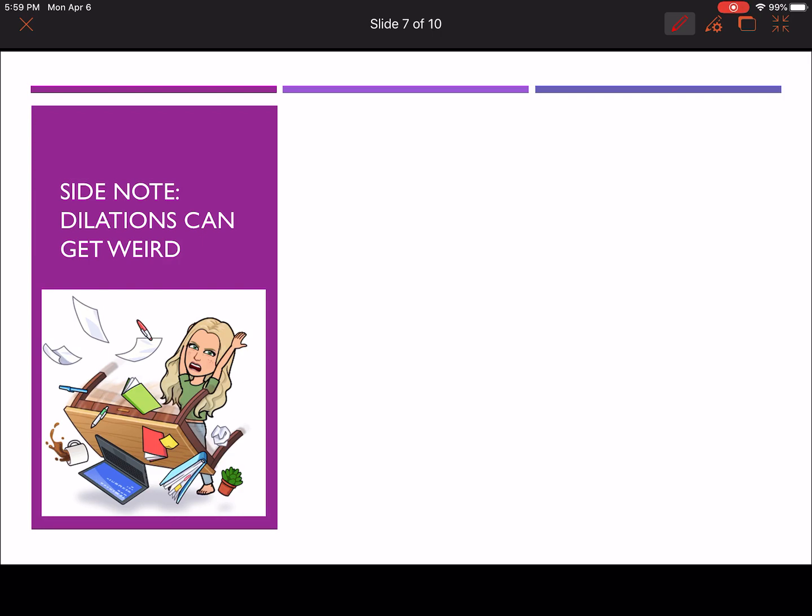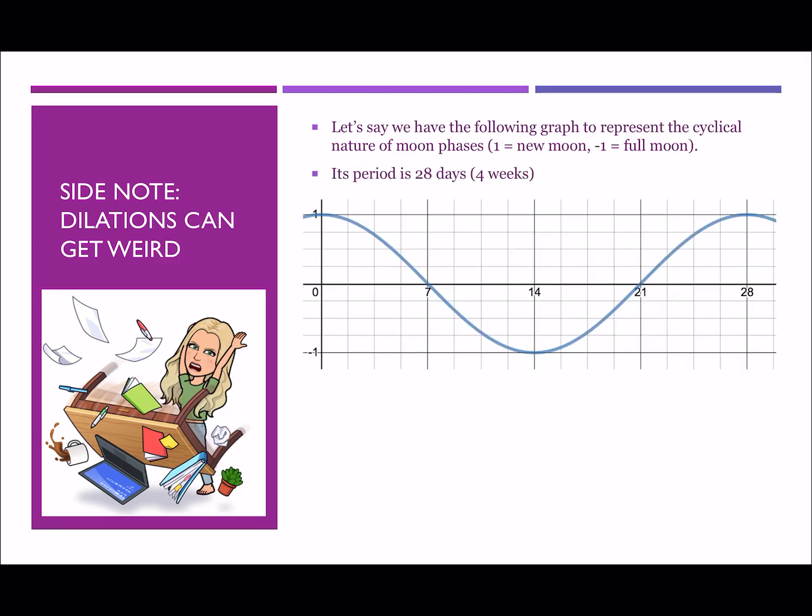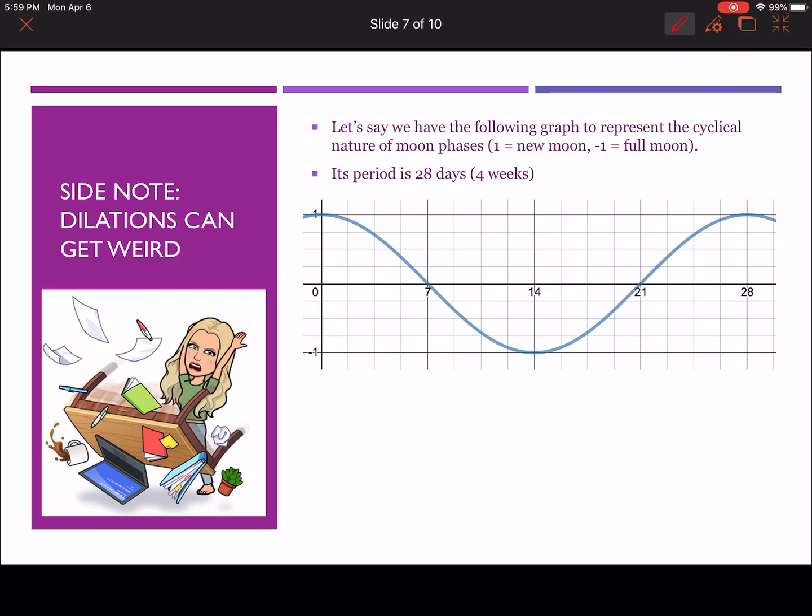It's not really all that different to do it when we're in terms of radians, although we might have extra pi's showing up in our equation. So I want to just walk through one really quick. Let's say, for example, we want a graph to represent the cyclical nature of the moon phases. It's going to look like this. It's going to have a period of 28 days or 4 weeks, from new moon to new moon. Just like that.